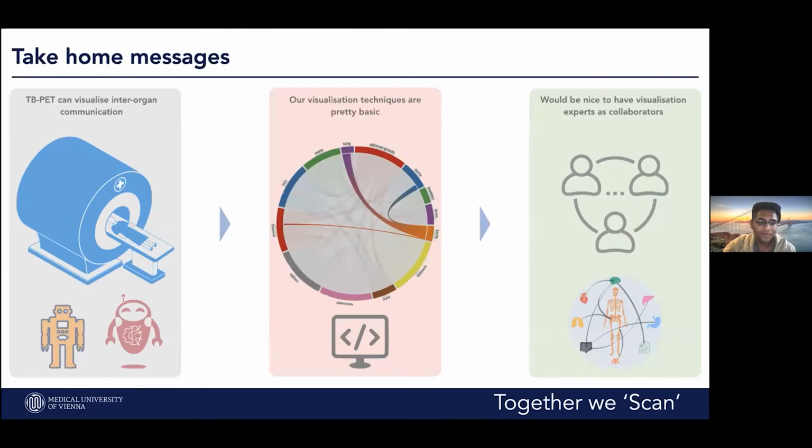As a take-home message, I just wanted to say that total-body PET is probably the first medical imaging device where you can visualize inter-organ communication clinically, because it has the potential to do so. And we have been developing backend tools for really cool data analysis, like automated segmentation, motion correction, and a lot of other modeling things that we are implementing right now.